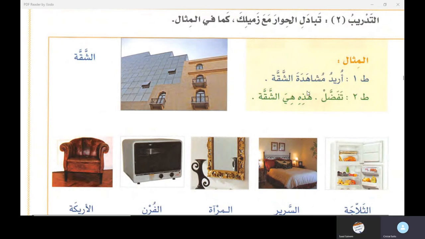Because the action of this verb is done on mushahida. The verb is uridu, and the action of this verb is done on mushahida, so it has fatha. And the same for the apartment: the action of the verb is done on apartment, so it has fatha.